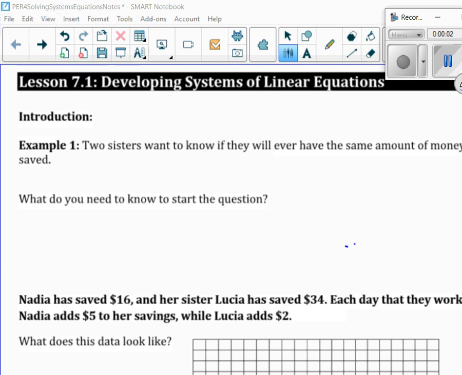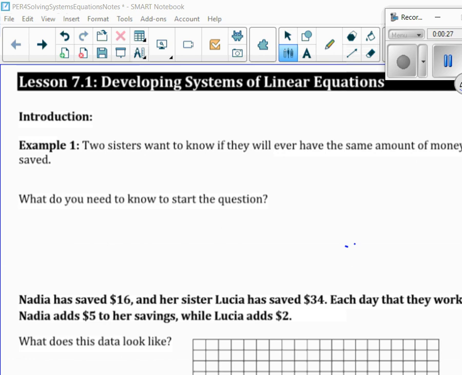Systems of linear equations means we're going to be putting more than one line on a graph, okay? And sometimes we'll see where they intersect or if they intersect. So here's a sample problem that you'll be dealing with. Two sisters want to know if they will ever have the same amount of money saved. What do you need to know to start the question?